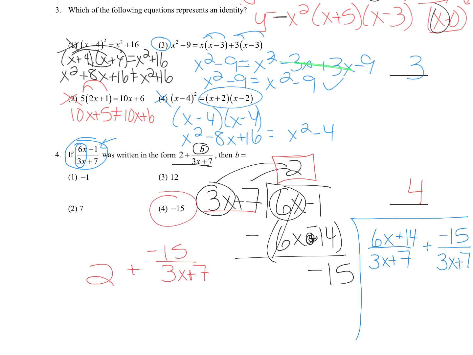So this is called splitting it up into an addition problem, is one way you can think of it. This fraction, because the numerator is double the denominator, is equal to 2. And then we have the negative 15 over 3x plus 7 left. So this gives me the same answer as long division, it's just a different way to do the problem.